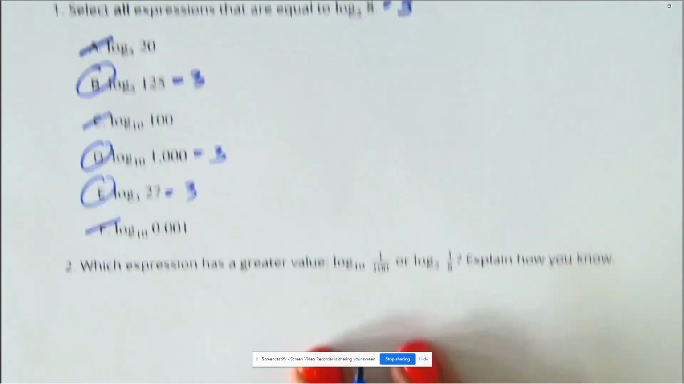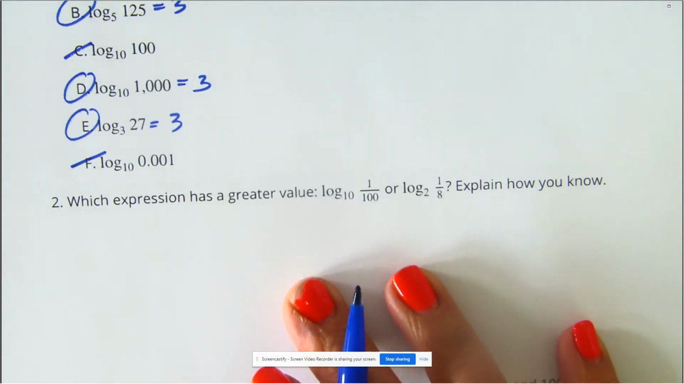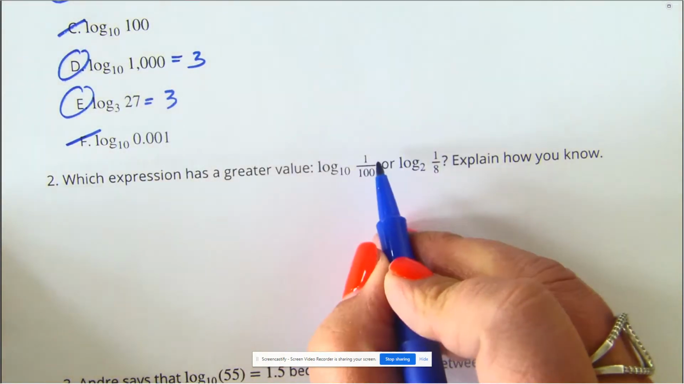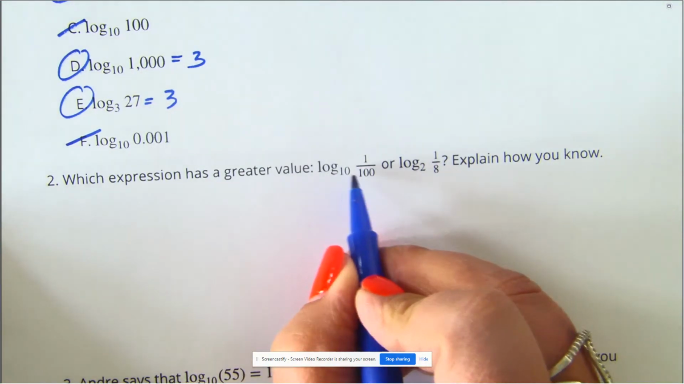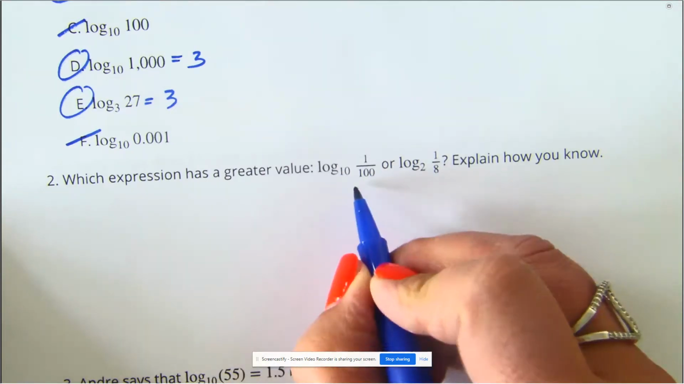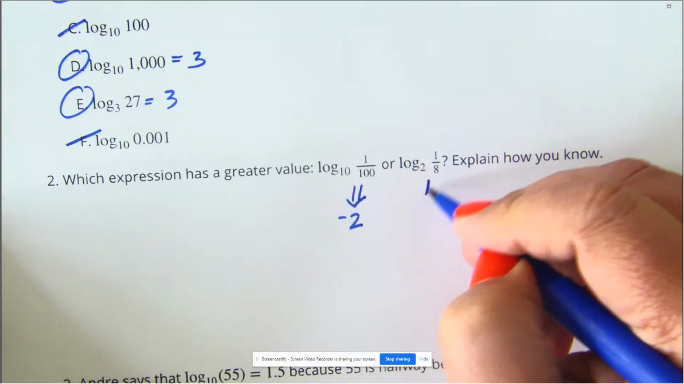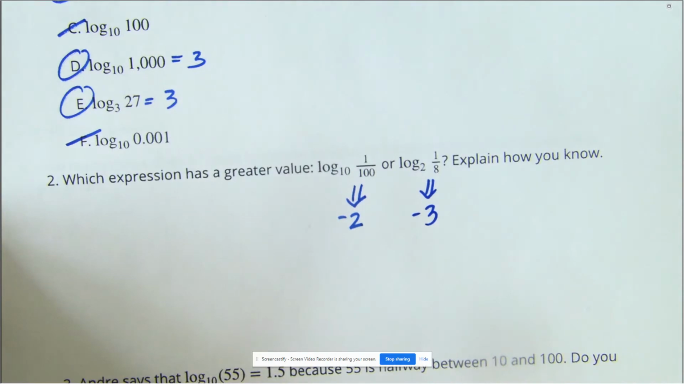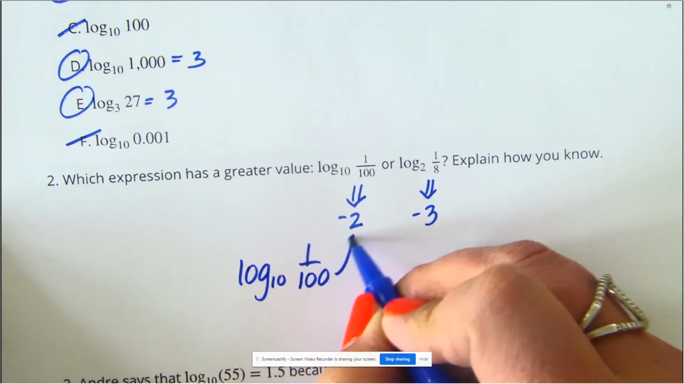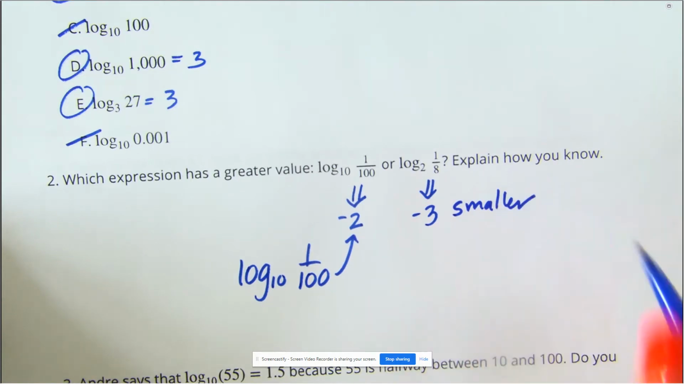Which expression has a greater value, log base 10 of 1/100 or log base 2 of 1/8? Okay, well, 10 to what power makes 1/100? I see that 10 squared makes 100, but it's the reciprocal, so I know the answer to this is -2. And 2 to what power makes 1/8? -3. So log base 10 of 1/100 is bigger, because that's equal to -2, and this one's equal to -3. This one is smaller.